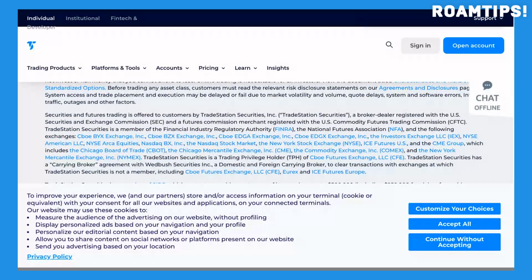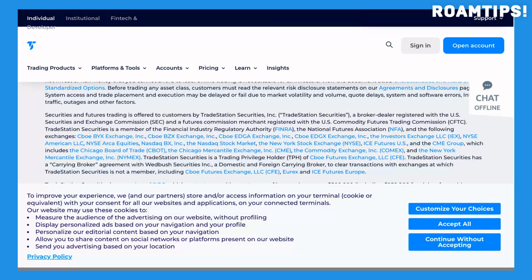Beyond charting, TradeStation offers a range of order execution options, empowering traders to implement various strategies with precision and efficiency. From basic market orders to complex conditional orders, the platform provides the flexibility needed to navigate dynamic market conditions.